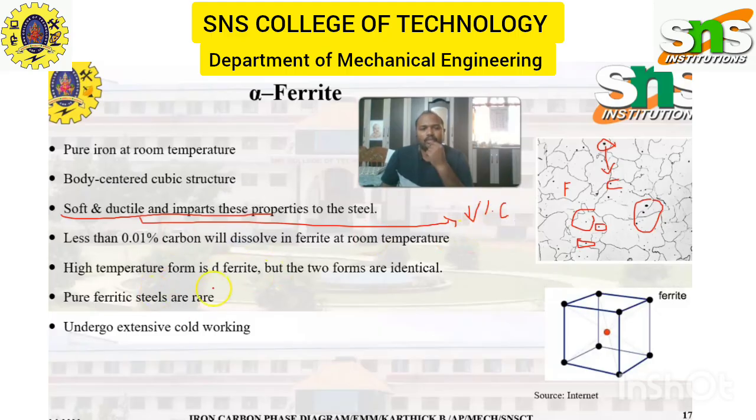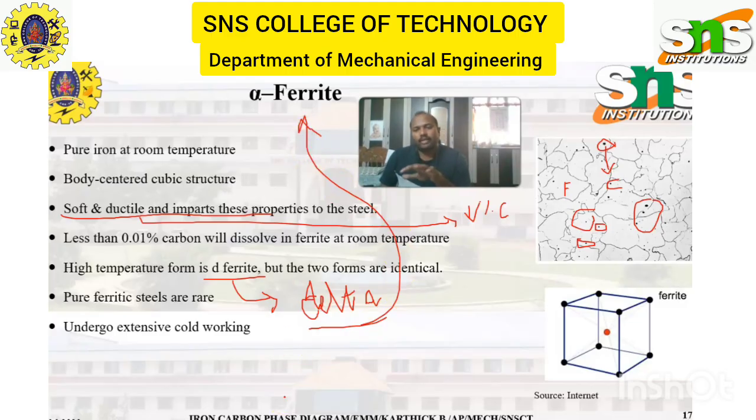Apart from it, we have another ferrite known as delta ferrite. Delta ferrite is a twin of alpha ferrite. The only thing you have to note is that delta ferrite occurs at higher temperature and alpha ferrite occurs at lower temperature, but other than that, both ferrites have the same properties. Here, this ferrite steel has undergone extensive cold working.